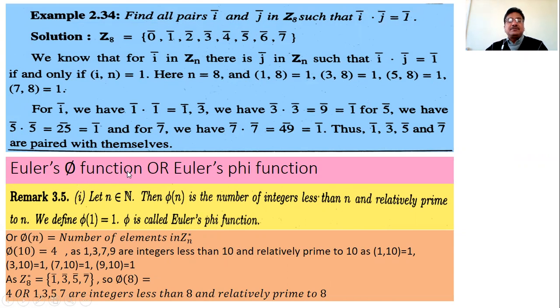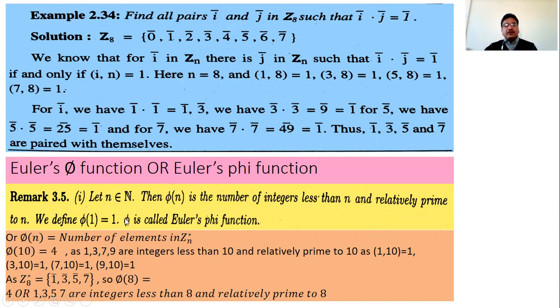Then Euler's function phi. What is the meaning of Euler's function phi? So the definition is also important. Let n belong to N, meaning n is a natural number: 1, 2, 3, 4, 5. Then phi n is the number of integers less than n and relatively prime to n. And we define phi 1 separately as 1. So this is the definition: phi n is the number of integers less than n and relatively prime to n. We say two numbers are relatively prime if their greatest common divisor is 1.